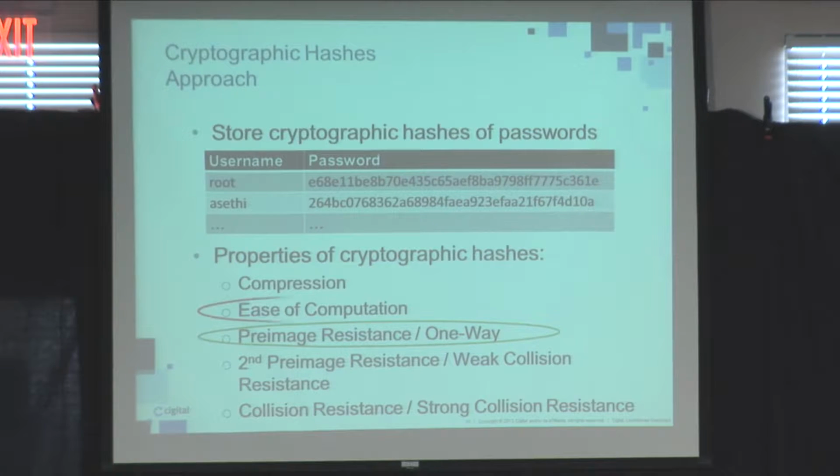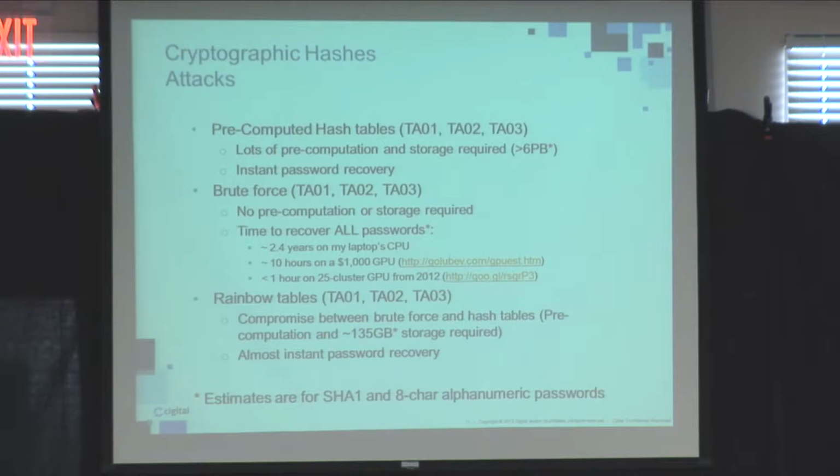However, where we get in trouble is the ease of computation property. Hash functions are designed to be really fast and efficient because they're designed to hash large pieces of data. You want to be able to hash a 5 gigabyte file in just a matter of seconds. So they're meant to be really, really fast. That's what gets us into trouble. There are 3 different types of attacks that we're going to talk about here: pre-computed hash tables, brute force attacks, and rainbow tables.